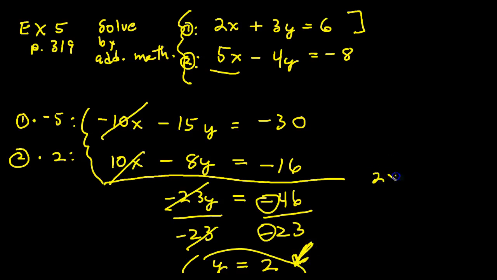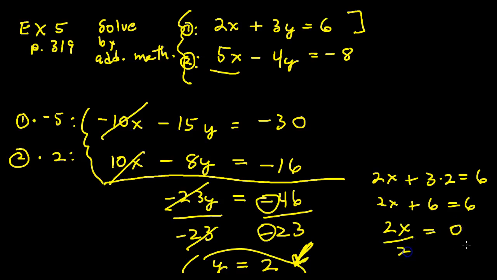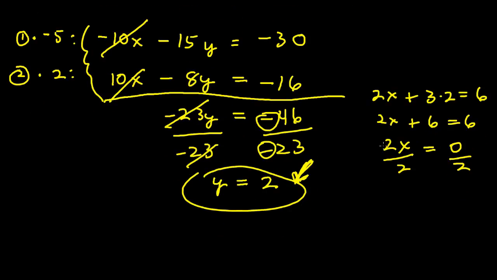So 2x plus 3y equals 6 when y equals 2. So 2x plus 6 equals 6. If I subtract 6 from both sides, I get 2x equals 0. And when I divide both sides by 2, remember that 0 over anything is 0. The 2's cancel out on the left. 0 over 2 is 0.